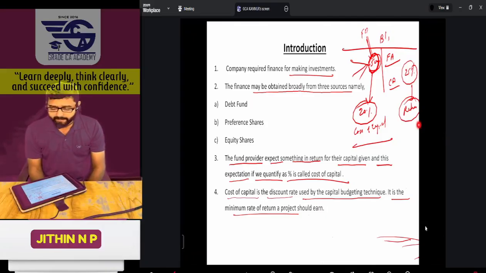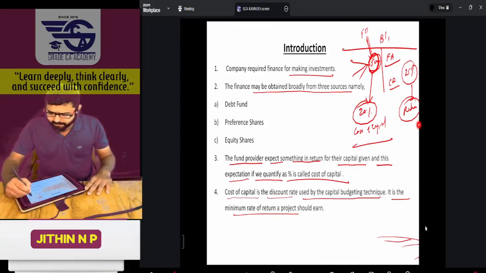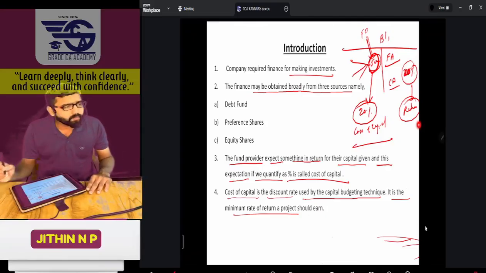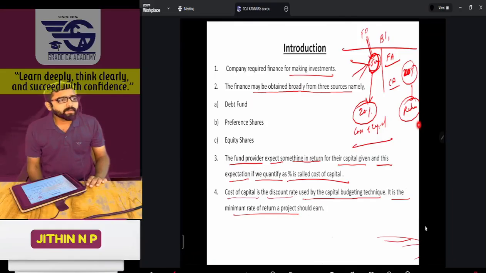If the company earns less than the cost of capital, the company cannot run the business. That means at least a minimum rate the company must earn on its investment. Minimum 20% the company should earn. Clear?